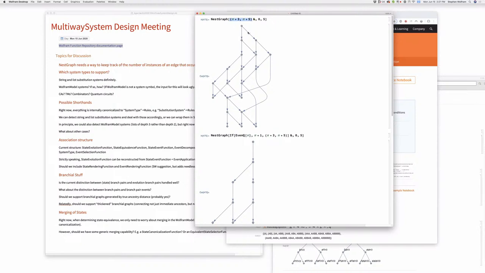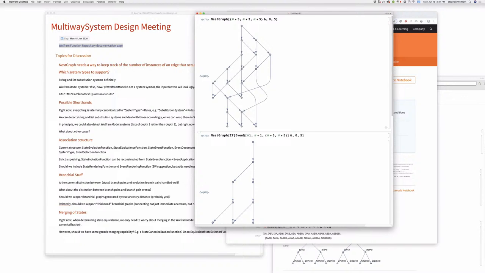Okay. The other question is, what happens about multi edges? What does NestGraph do with multi edges right now? I believe it elides them, doesn't it? We generate the graph. If there are multiple edges, we generate them. I don't think there is. No, you don't. Look at that.